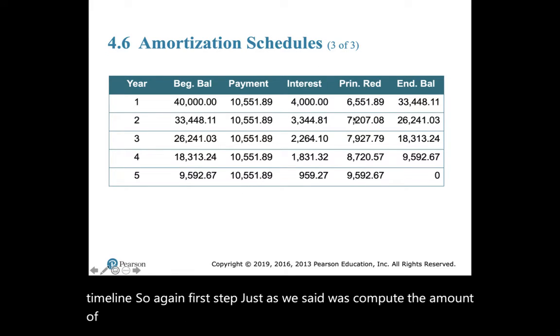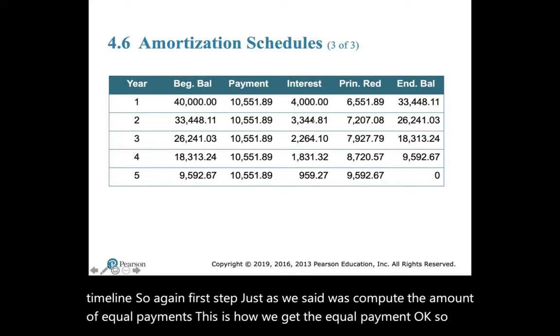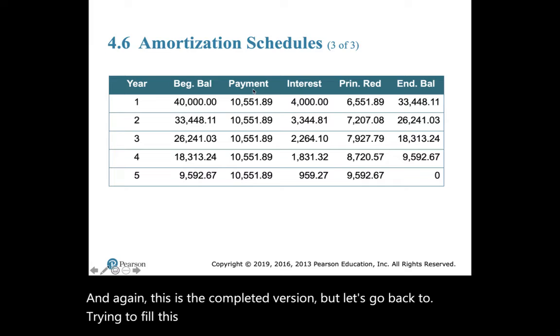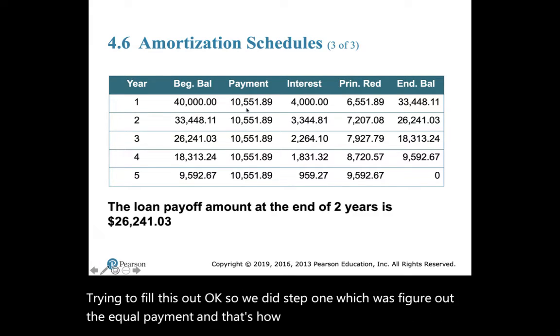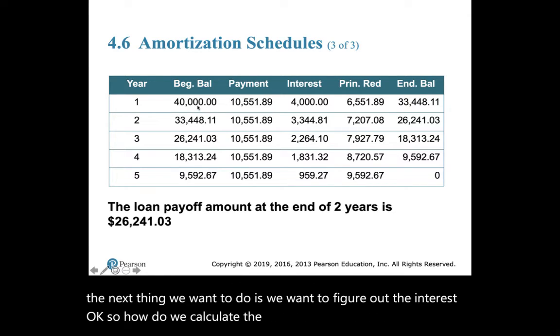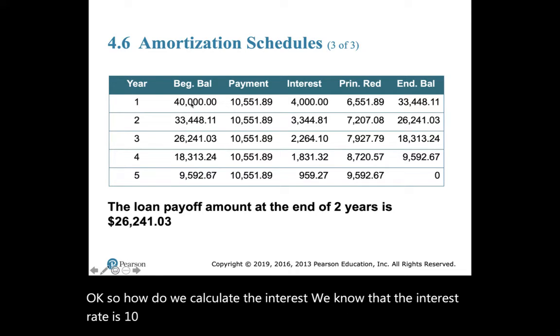And again, this is the completed version, but let's go back to trying to fill this out. Okay, so we did step 1, which was figure out the equal payment. And that's how we got this number here, okay? And the next thing we want to do is figure out the interest, okay? So how do we calculate the interest? Well, we know that the interest rate is 10%. So 10% of 40,000 is 4,000, okay?